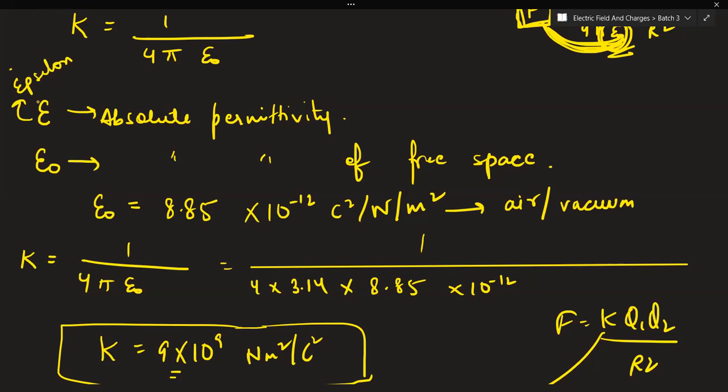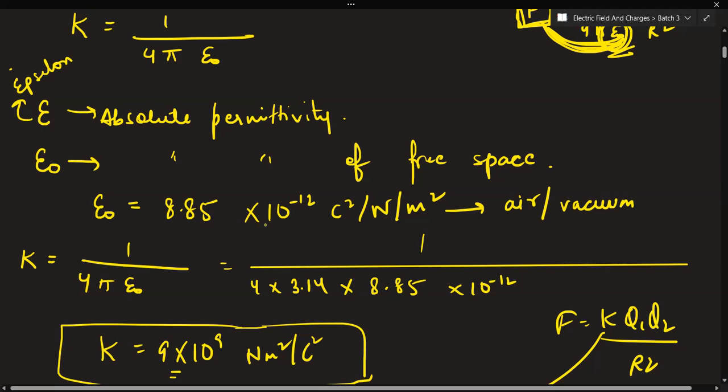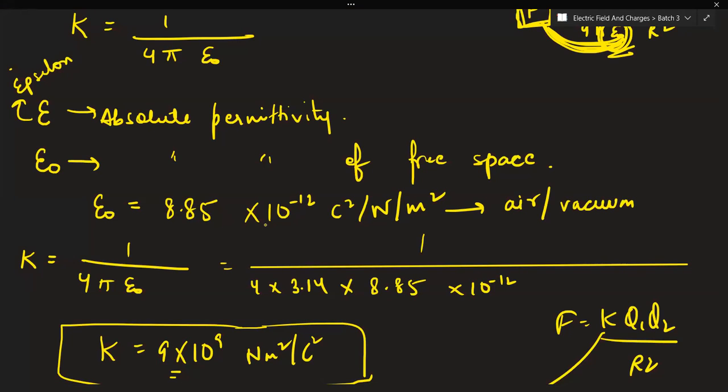So this relation between the charge, the force and the medium is governed by absolute permittivity, whose symbol is epsilon. It has a different value for different media. For glass, you have a different value. For water, a different value. For alcohol, a different value. For air, you have this value, 8.85 into 10 to the power minus 12, which you have to remember because this is the standardized value. This has been determined experimentally: 8.85 into 10 to the power minus 12 Coulomb square per Newton per meter square.